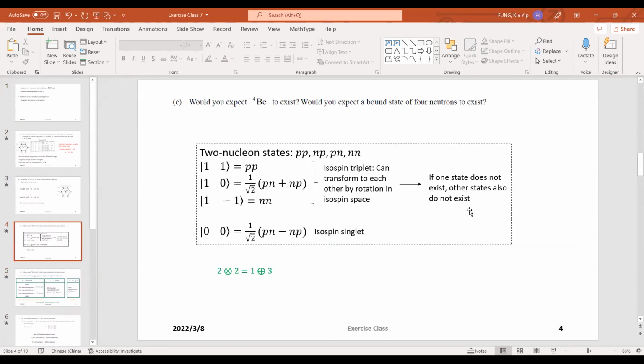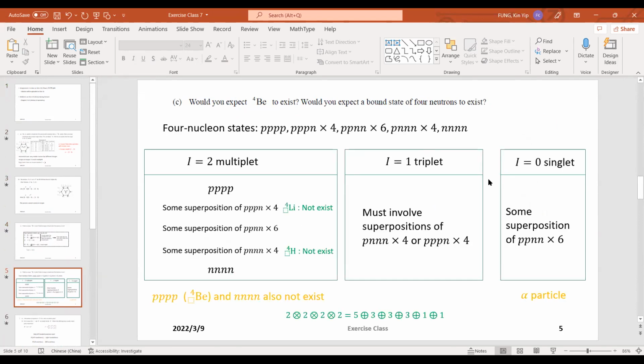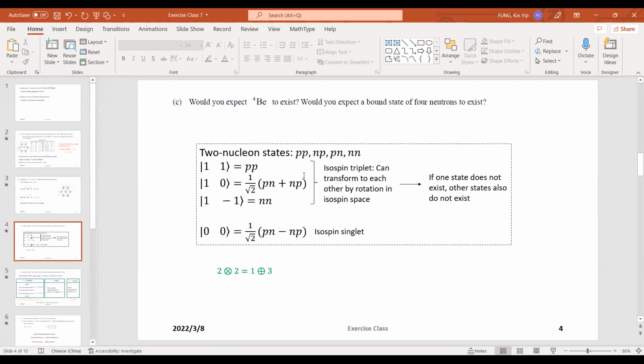So in principle, 2 times 2 times 2 equals 5 plus 3 plus 3 plus 3 plus 1 plus 1. This one. Do you know how to decompose the two neutron state? Well, technically no. So basically it's some diagonalization process.